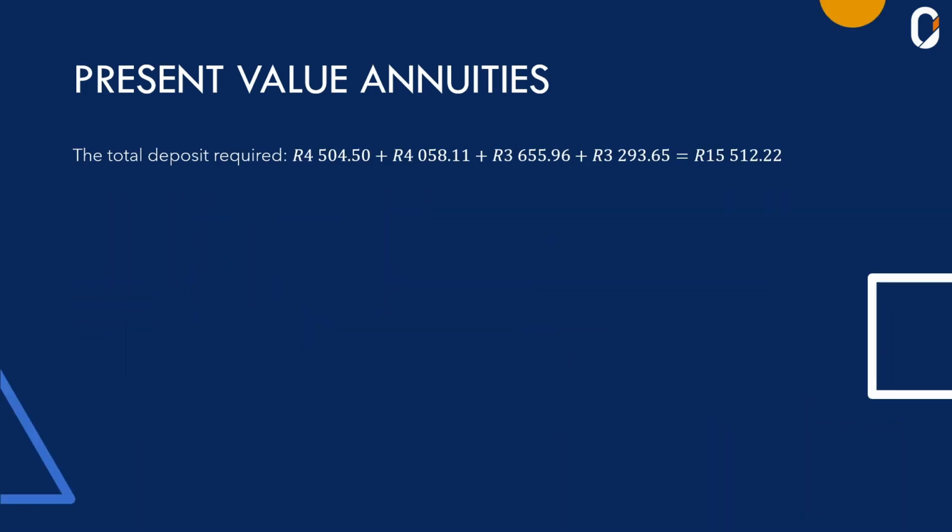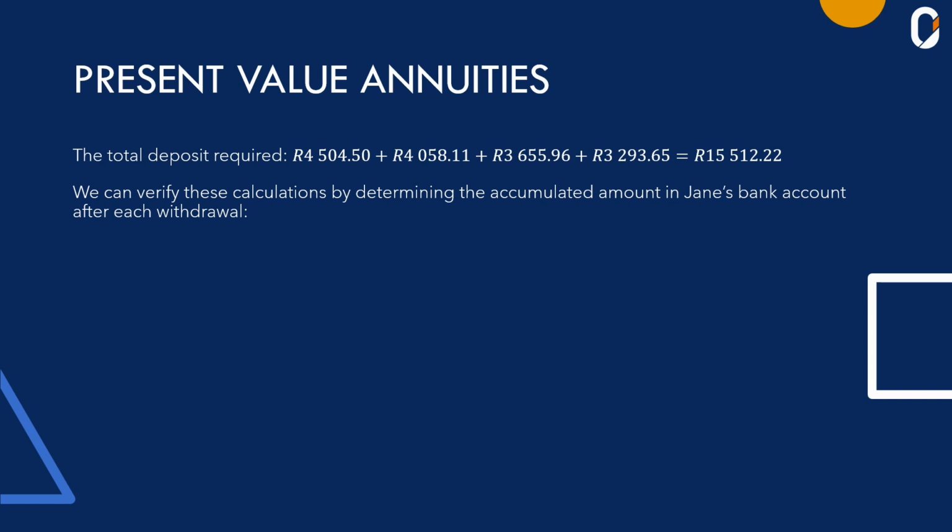And hence the total deposit required will be 4,504.50 plus 4,058.11 plus 3,655.96 plus 3,293.65. That will add up to give me a total of 15,512.22. Now we can confirm this by using a table.